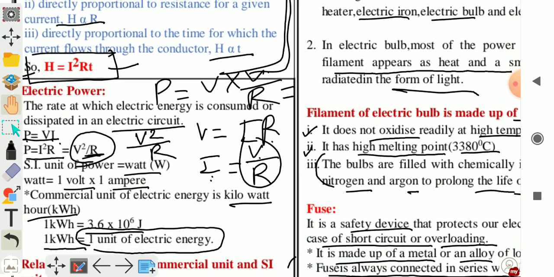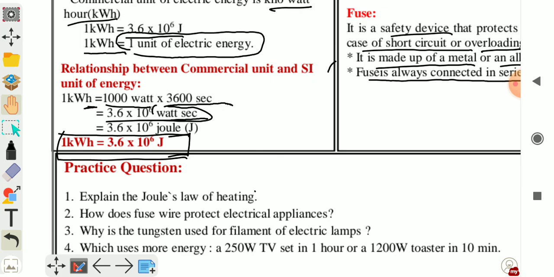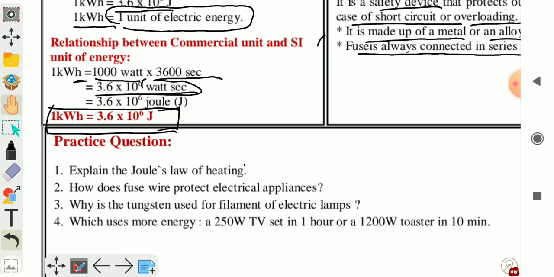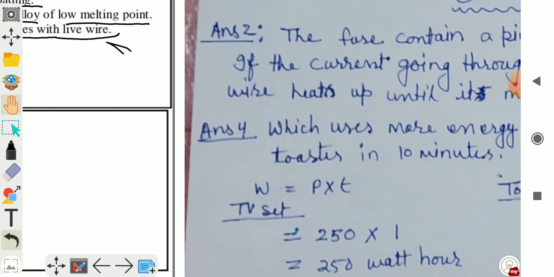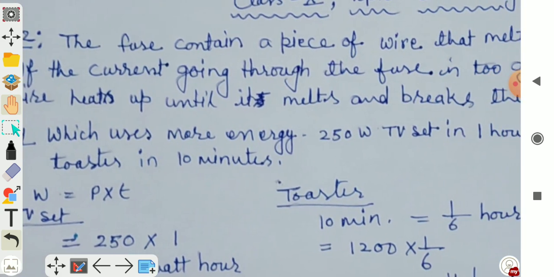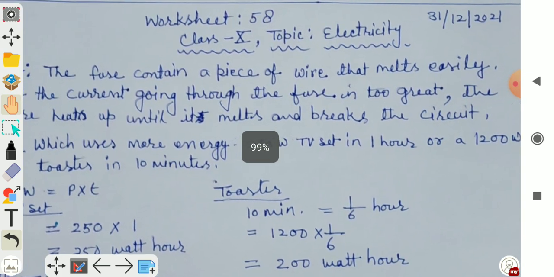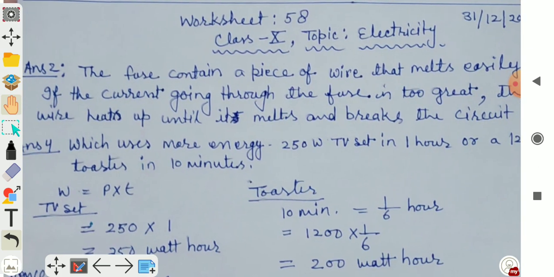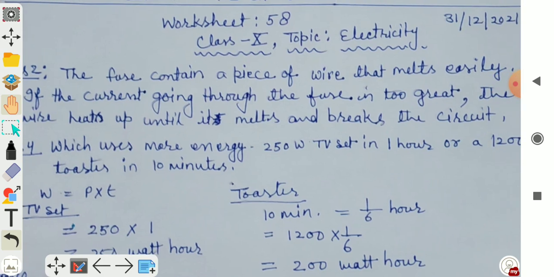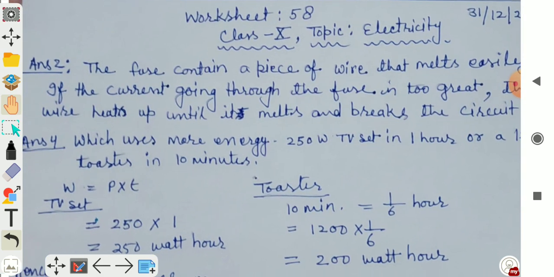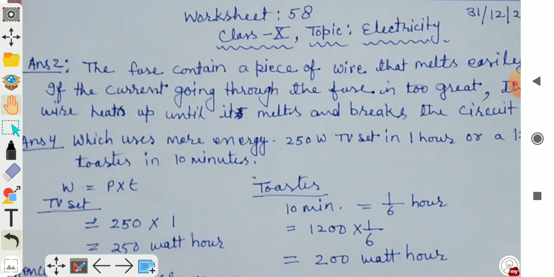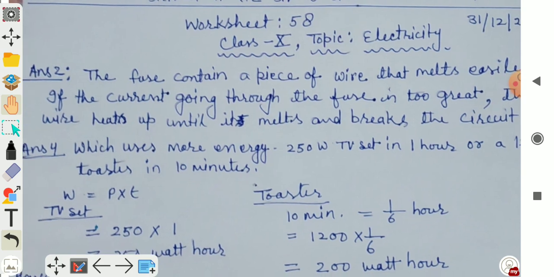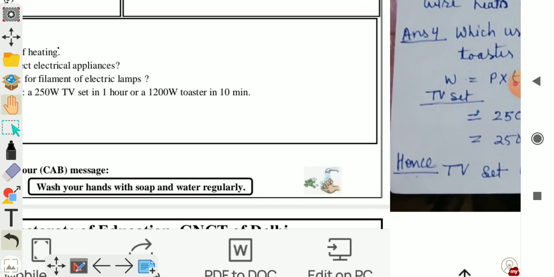Question number 2 is, how does fuse wire protect electrical appliances? How does it protect? The fuse contains a piece of wire that melts easily. If the current going through the fuse is too great, the wire heats up until it melts and breaks the circuit. So it protects the electric appliances from destroying.